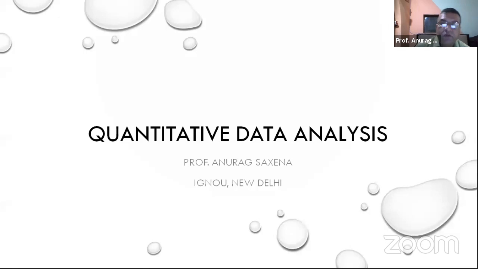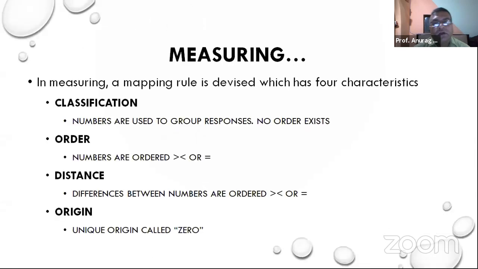Now, I define four kinds of rules. They are called mapping rules when you basically measure something. One is classification. I'll give you an example of this. Suppose you are sitting at a mall and you are observing the people entering the mall. Either it could be a male or it could be a female. So basically you are classifying the entrants by gender.